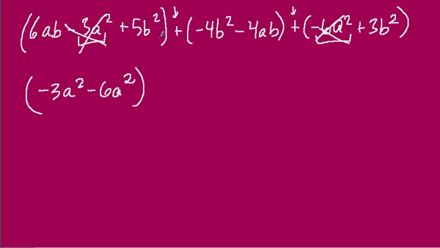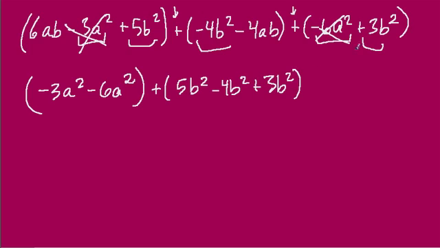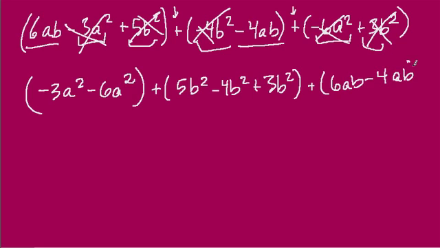Next, I notice that we have a b squared, a b squared, and a b squared. So now we're adding 5b squared minus 4b squared plus 3b squared. And we're done with those terms now. And next I notice we have a 6ab and a minus 4ab. So we're adding all this up. We have 6ab minus 4ab. So now we can simplify this term.